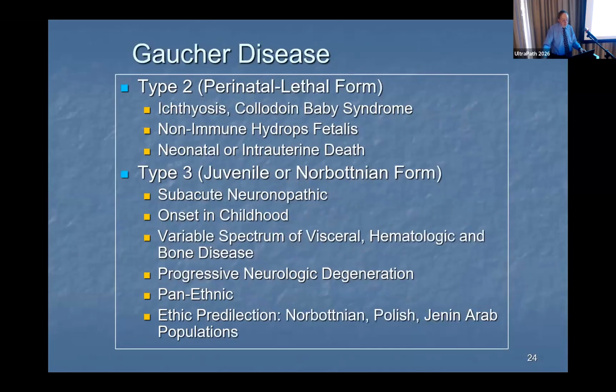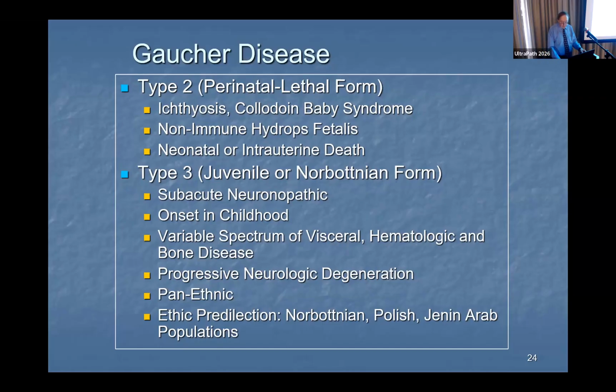It's pan-ethnic as well. In the perinatal lethal form, you can see ichthyosis with these babies when they're born, or collodion baby syndrome with coverage of their body with a thin type of film. And with this is a non-immune hydrops fetalis that you do see, and usually neonatal or intrauterine death occurs with these babies. Type 3 is one that is seen as a juvenile form, and also associated with Norbottnian type, with ethnic predilection, as you can see here.